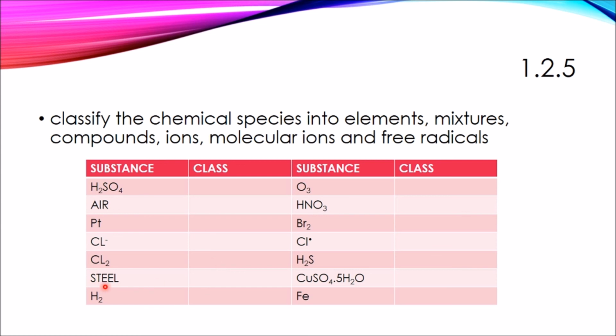Steel is mixture because it is made up of iron and carbon. H2, you have two hydrogen atoms bonded together. So same hydrogen atoms है, same atoms bonded together है, तो this is a molecule. You have to classify these substances by yourself.